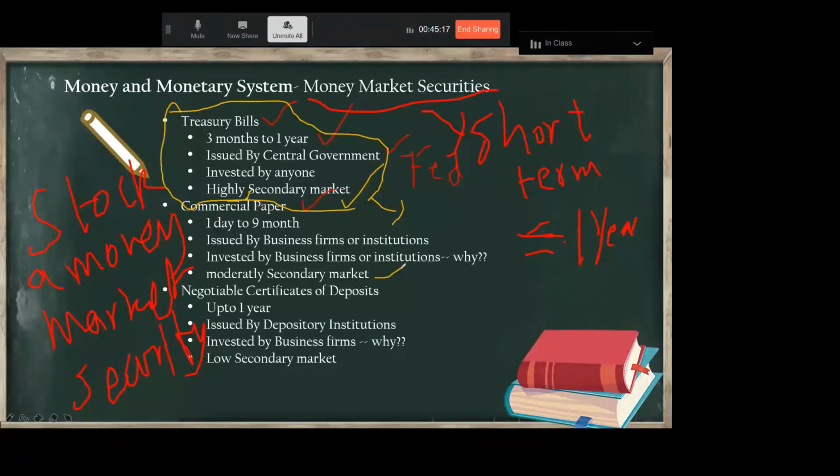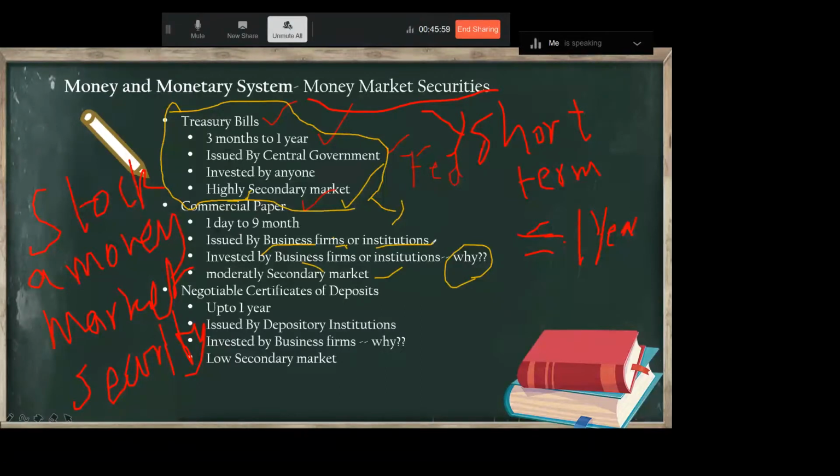Unsecured promissory note means you and I cannot invest in or buy that. Only the financial companies, business firms or institutions can buy them. Why? Let's talk about this later, but it is also issued by business firms and institutions, remember. Now we see why it is only invested in and issued by business firms and institutions, mainly because of the liquidity problem. So companies and institutions can only take part, and its maturity starts from 1 day to 9 months.